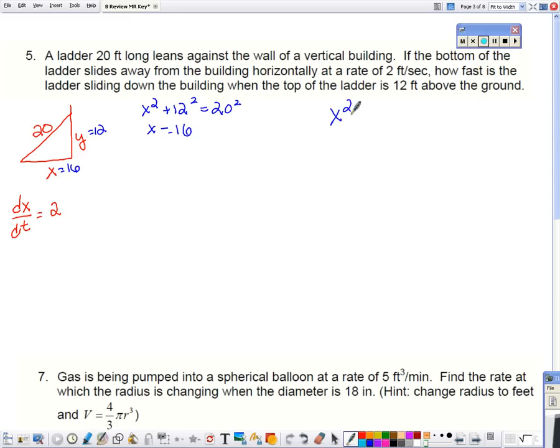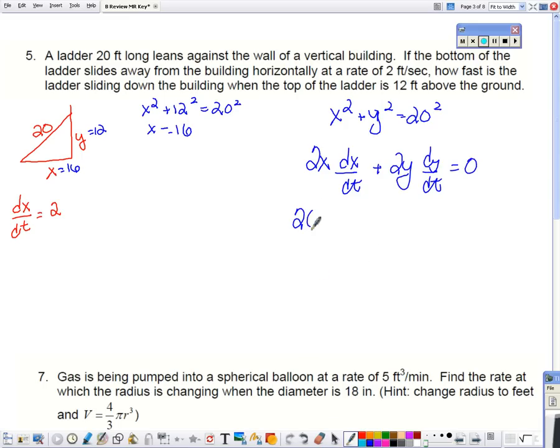So now going back to my Pythagorean theorem, I'm going to find the derivative. But everything's with respect to time, so every variable needs the derivative with dt. So this is 2x dx/dt plus 2y dy/dt equals 0. So I'm going to substitute in everything I know.